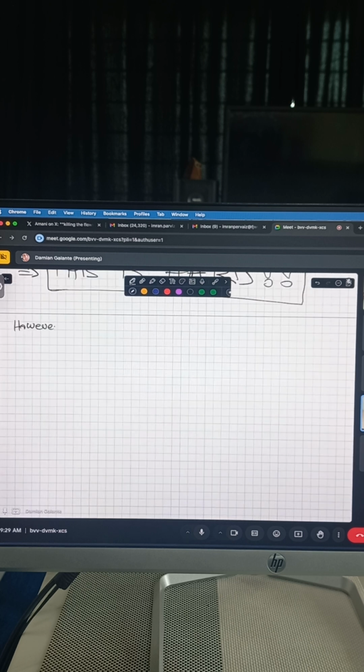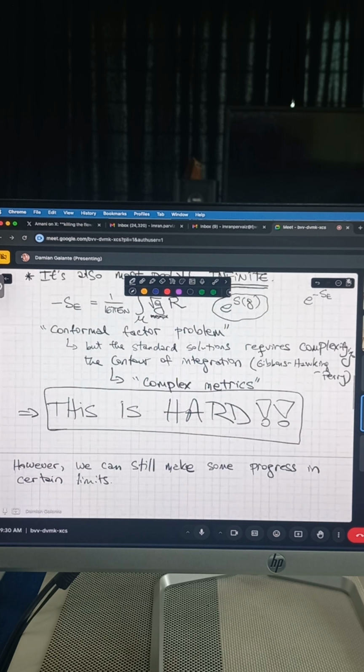However, we can still make some progress in certain limits. Go ahead. What are the limits of the integral over here? So is it still dependent on time, as in on the initial metric and the final metric at some time?